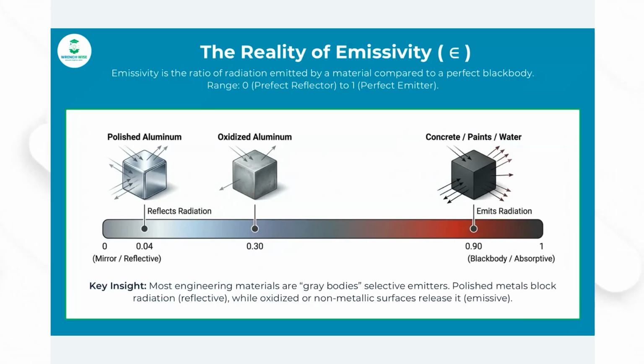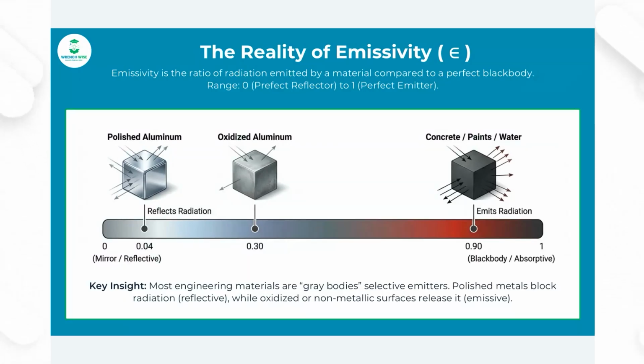If you shine a heat lamp on it, it will absorb 90% of that energy. Whereas if you have low emissivity, such as the cube on the left here, it will have high reflectivity, because polished aluminium refuses to absorb or emit. It acts as a heat mirror. It essentially reflects roughly 96% of incoming radiation.